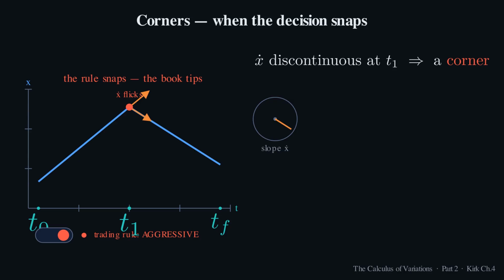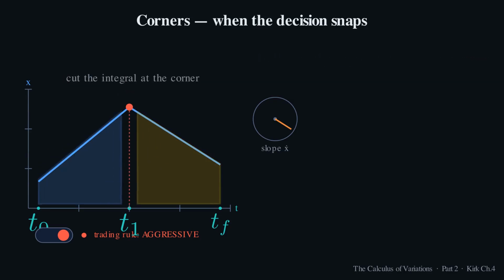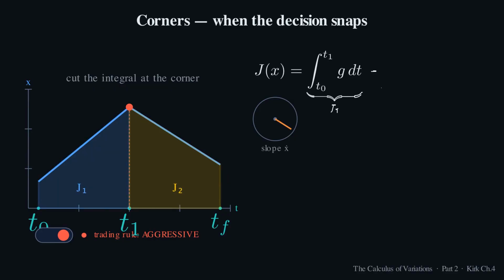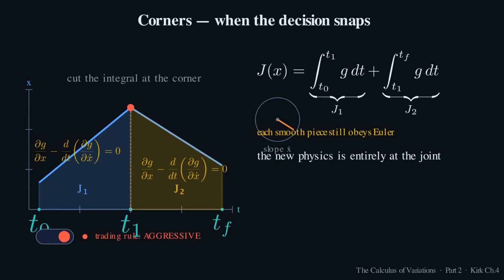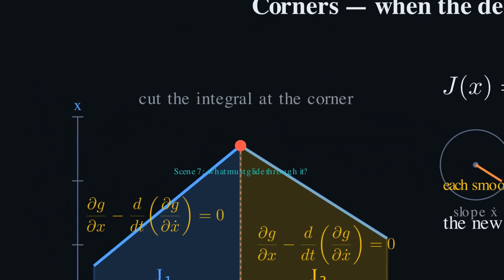So we widen the rules to allow piecewise smooth paths, continuous but with a kink at some time t1 we don't know in advance. The honest way to handle it is to cut the functional at the corner. Write J as J1, the integral up to t1, plus J2, the integral after. On each smooth piece, the ordinary Euler equation still holds. The new physics is entirely about what must be true at the joint, how the two pieces are allowed to meet.